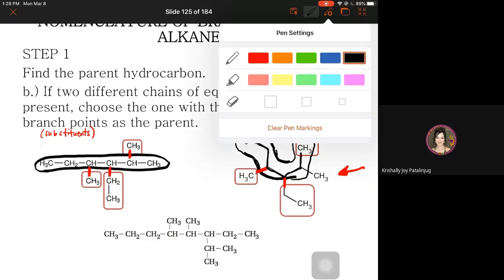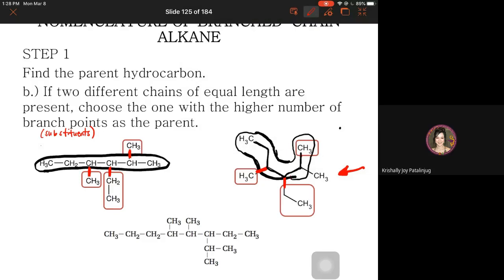And if you try to find out the branching points, parehas lang din. If this would become your branching point, it is still a CH3. So the same lang gihapon, 3 branching points imuhang ma-produce. Okay? And 6 chain of carbon atoms for the parent. So, tama yun. It is up to you kung asa inyuhang i-parent as long as the longest one, then with the higher number of branching points. That is how to find out the parent chain.